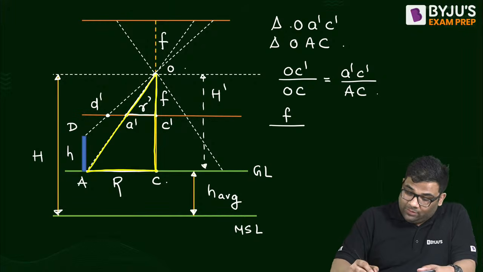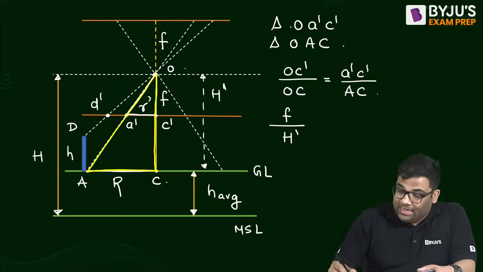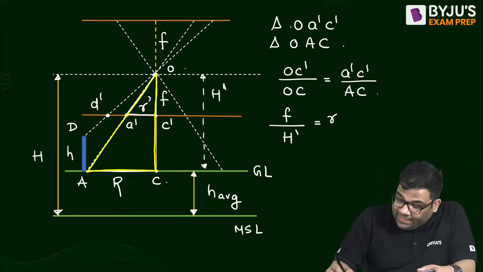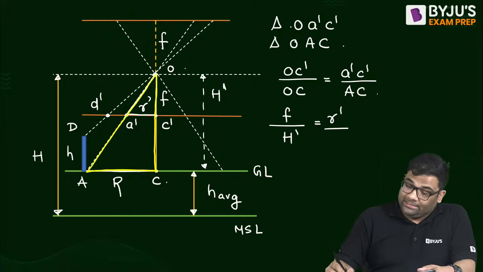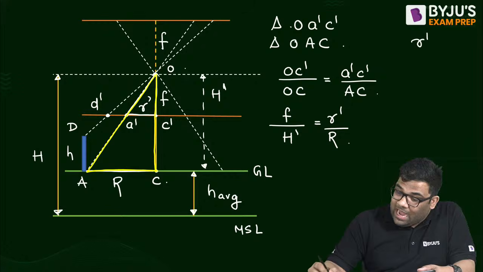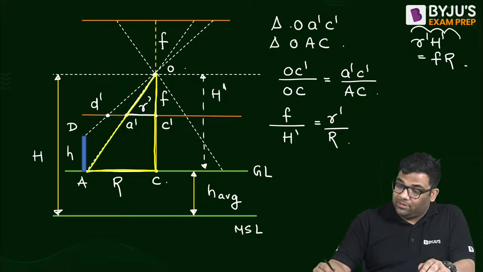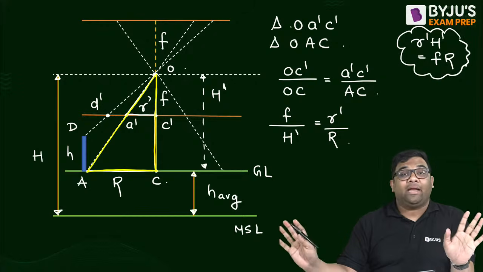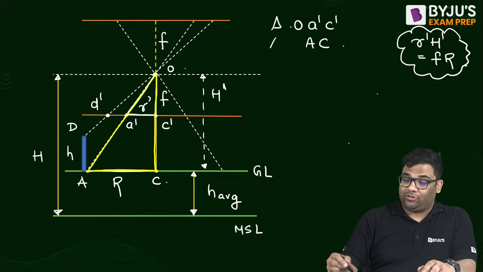OC is your H dash, right? A dash C dash is your R dash, okay? And AC is your capital R. So from here I can write down R dash into H dash is equal to F into R. This is the first relationship I derived. Okay, very nice, very good. I will erase this.